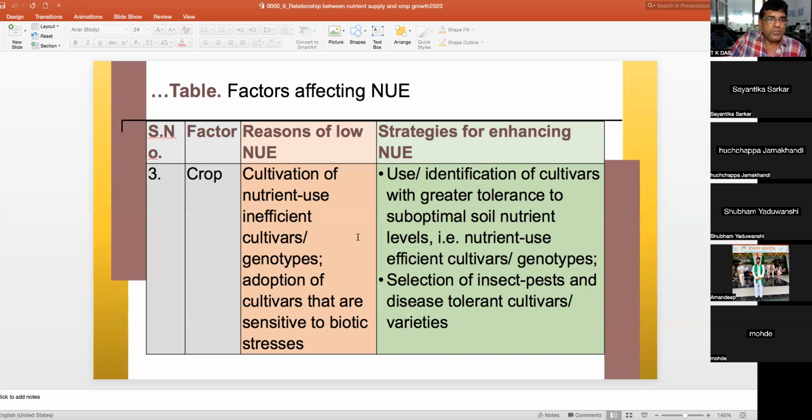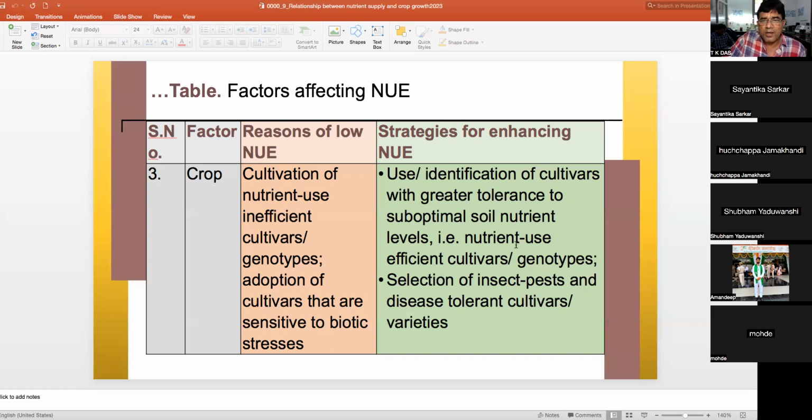Cultivation of nutrient use inefficient cultivars: if you have chosen an inefficient cultivar or variety, then you will get lower nutrient use efficiency. Also adoption of cultivars that are sensitive to biotic stresses. If you choose a disease susceptible or pest susceptible genotype, your nutrient use efficiency will automatically decrease. Not because of the nutrient, but because of your reduced growth by other factors. Because your crop growth is always the numerator and your nutrient is the denominator.